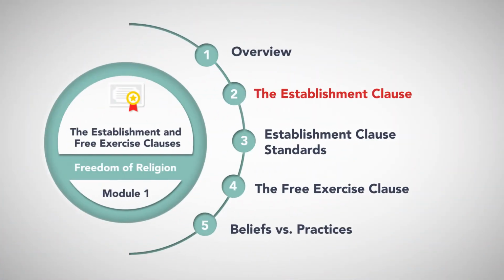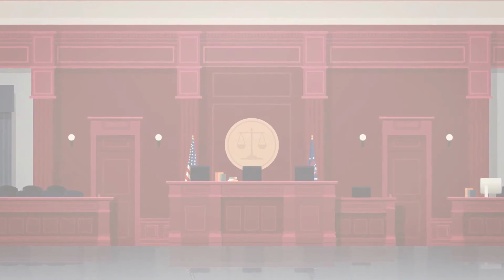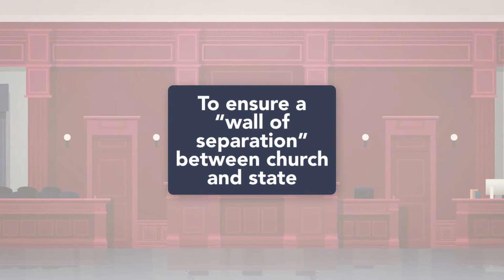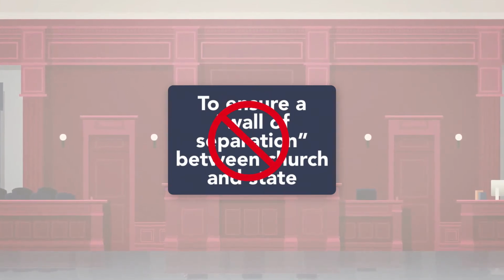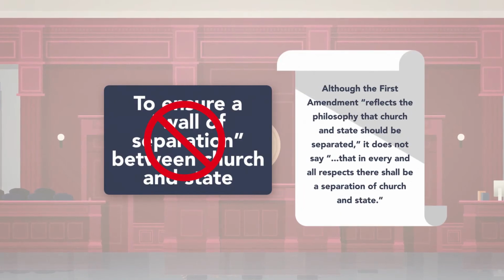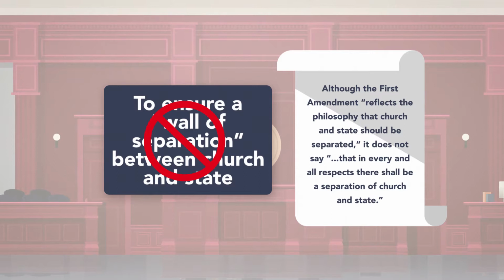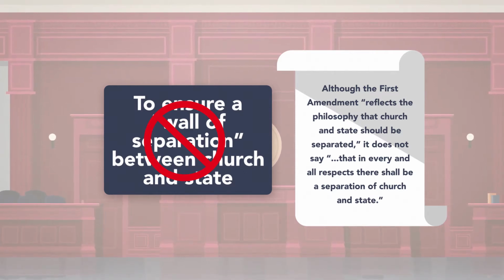The Establishment Clause. In its early jurisprudence, the Supreme Court held that the purpose of the Establishment Clause was to ensure a wall of separation between church and state. In subsequent cases, however, the court rejected the wall of separation principle because, although the First Amendment reflects the philosophy that church and state should be separated, it does not say that in every and all respects there shall be a separation of church and state.